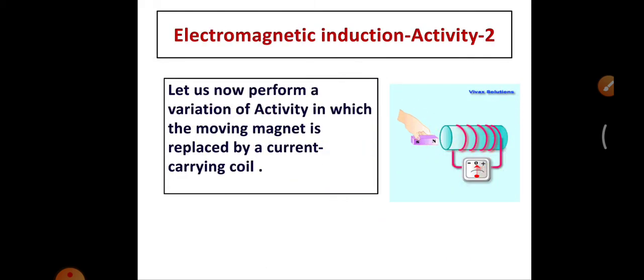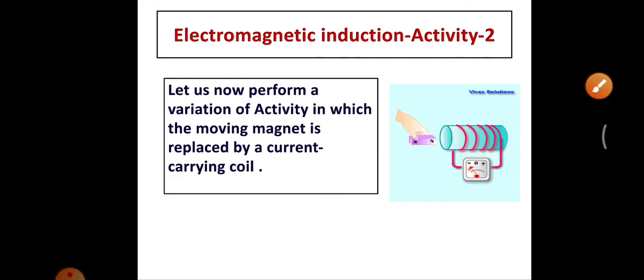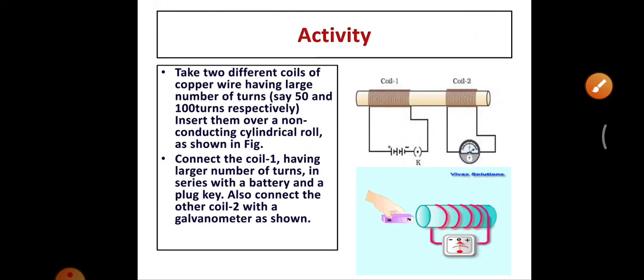The first topic, electromagnetic induction, activity 2. In the last class I discussed electromagnetic induction activity 1. When the bar magnet is moved into the coil, it induces a current in the galvanometer. This is activity number 1. But today we are going to discuss activity 2.